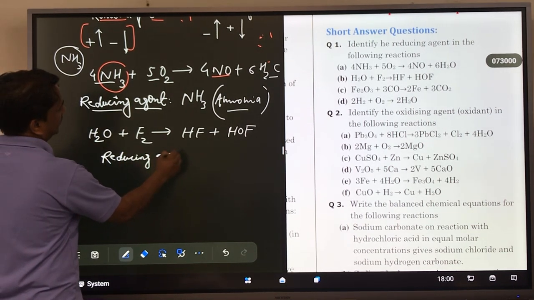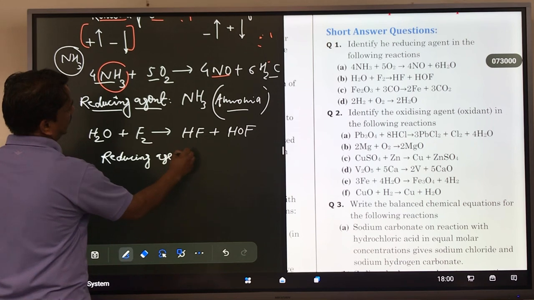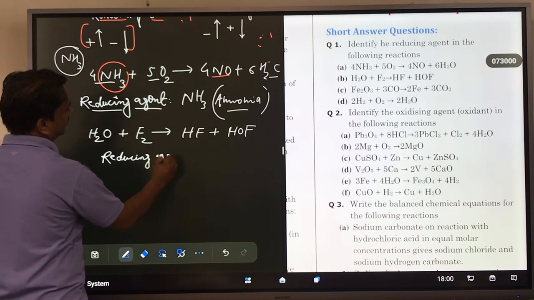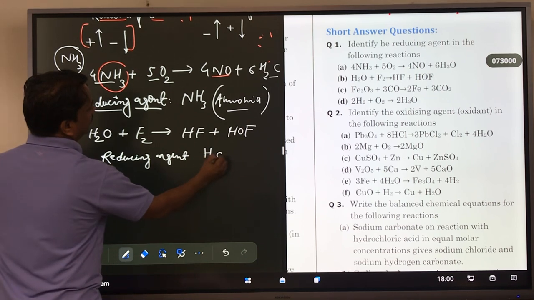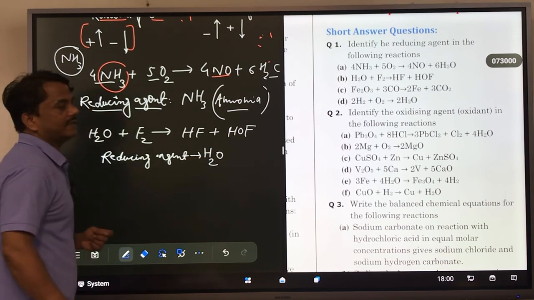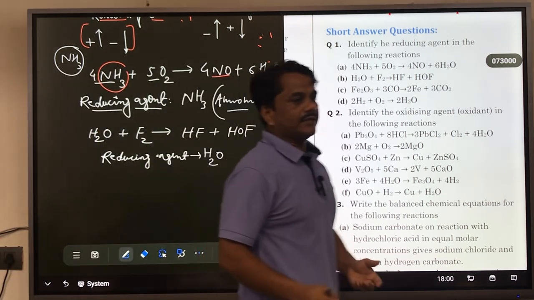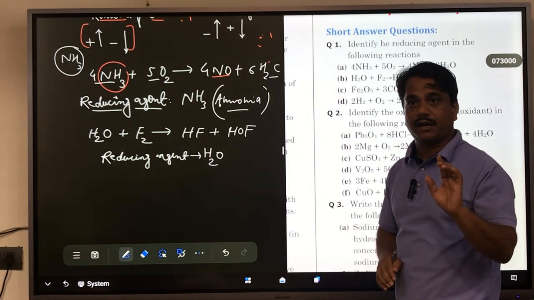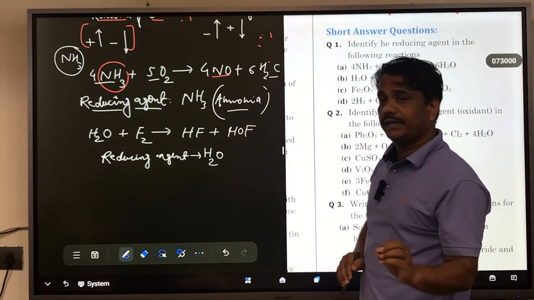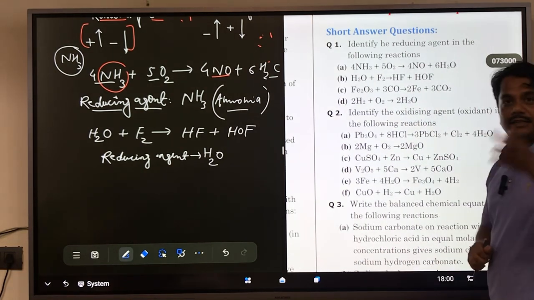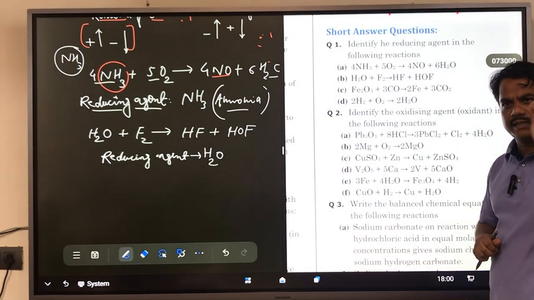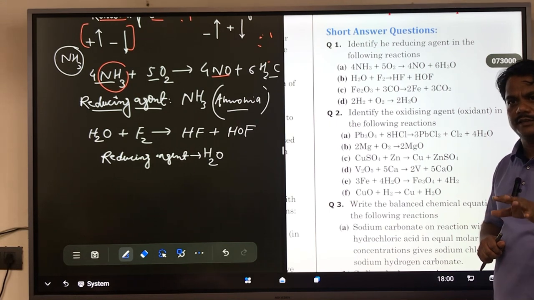Reducing agent is H2O. Sometimes some people write the answer like 2 times H2O, 3 times H2O. No need for that, write down only the reactant name. Have you understood? Is there any doubt? You may ask the question here, otherwise simply go on with the class.